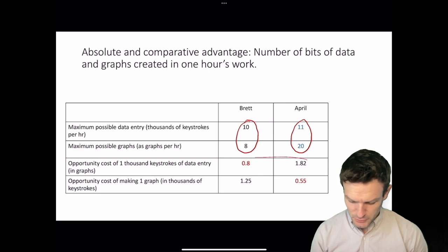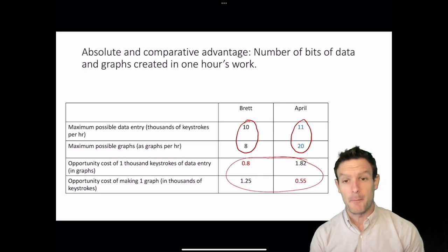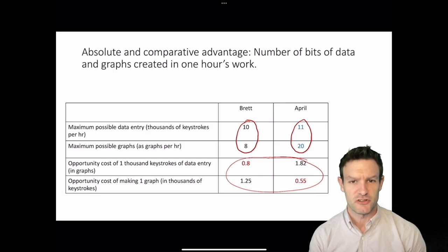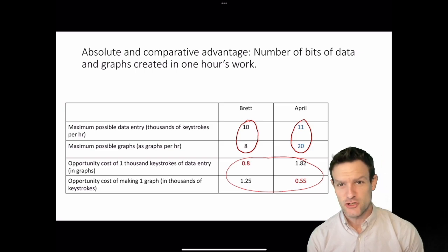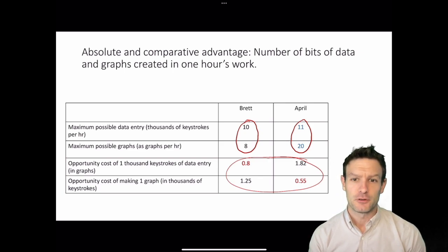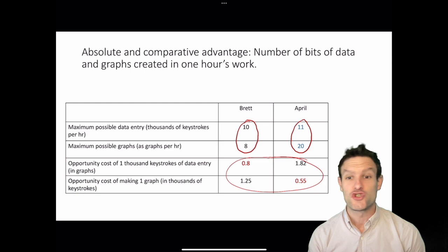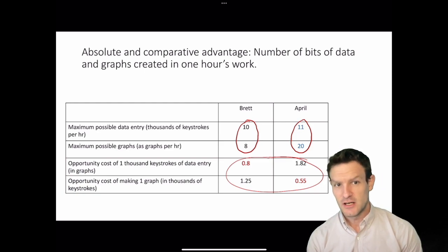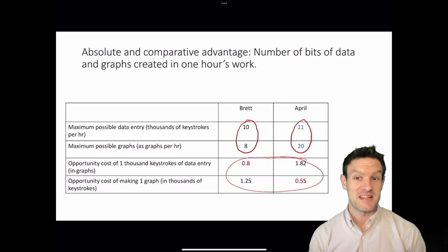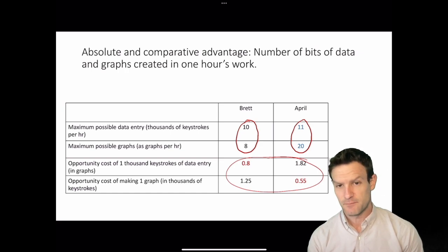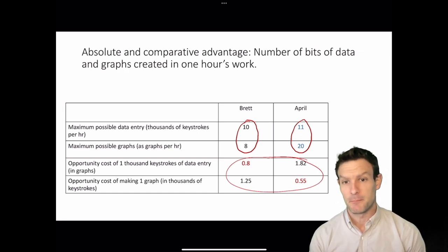We then have these numbers over here, and these are the opportunity costs. We can see there that Brett has an opportunity cost of 0.8 in terms of data entry versus 1.82 for April. So what is that saying? It's saying that April has to give up 1.82 graphs in order to produce 1,000 keystrokes of data, whereas Brett has to give up 0.8 graphs in order to produce 1,000 keystrokes of data. We're going to show you how to get those numbers in a moment.